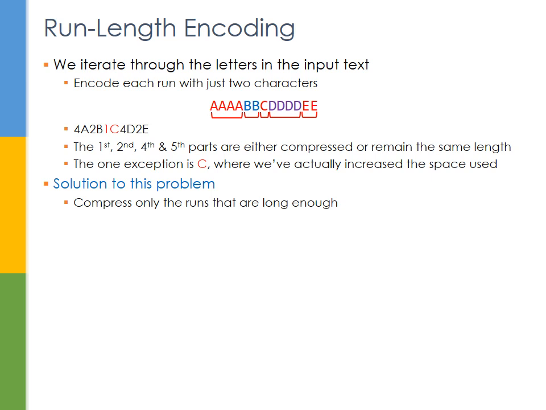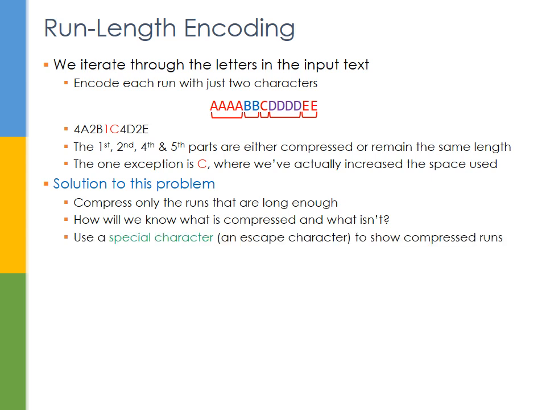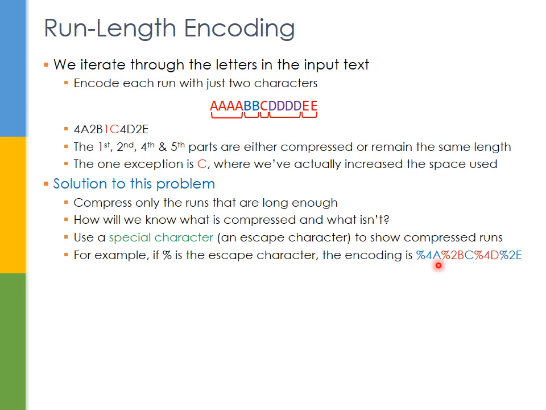Now what this of course means is that we have a mixture of compressed and uncompressed characters, so we need some way to tell which are compressed and which aren't. A fairly simple way of doing this is by means of a special character, what's often referred to as an escape character, and this indicates compressed runs. So for example, we might use the percentage symbol as an escape character, and then our encoding becomes the following. We can see that all of our run length encodings start with a percentage symbol. So over here we have a run of 4 A's. We have the percentage symbol indicating that this actually is a run that we're encoding.